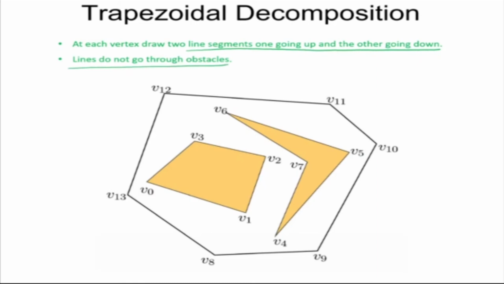I'll just explain. At a vertex I'm going to draw a line down, and from here I'm going to draw it up. It should not go through obstacles. Wherever there is an edge like this, it is going to go up and down at every vertex. So at this vertex we are going to draw a line up but not down, because it would go through an obstacle. At this vertex you are going to draw a line down, and it doesn't go through an obstacle.